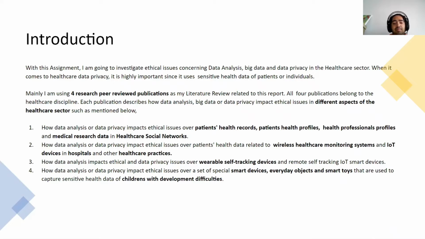And the fourth one is a special one related to children. Here I noticed that this case study and article describe smart toys and objects, kind of smart devices, used to track health data of children with development difficulties. This is a special project. So here also they discuss a lot of facts about privacy and ethics and related areas.